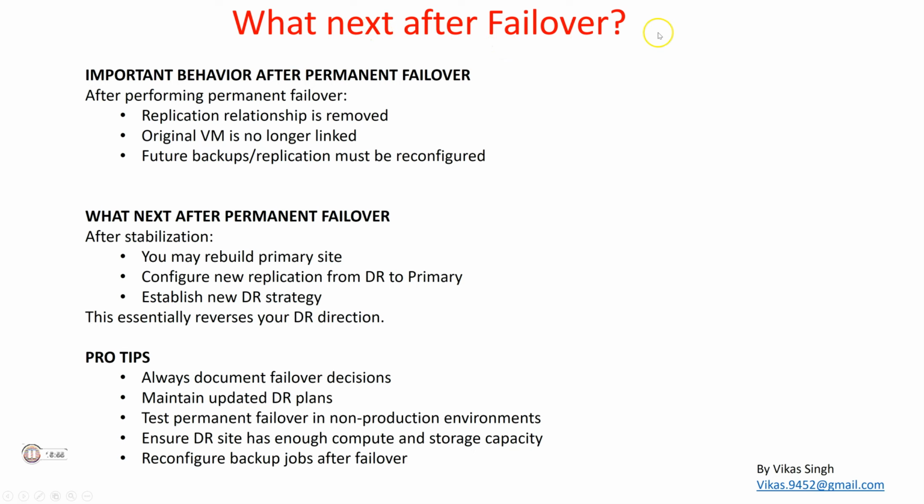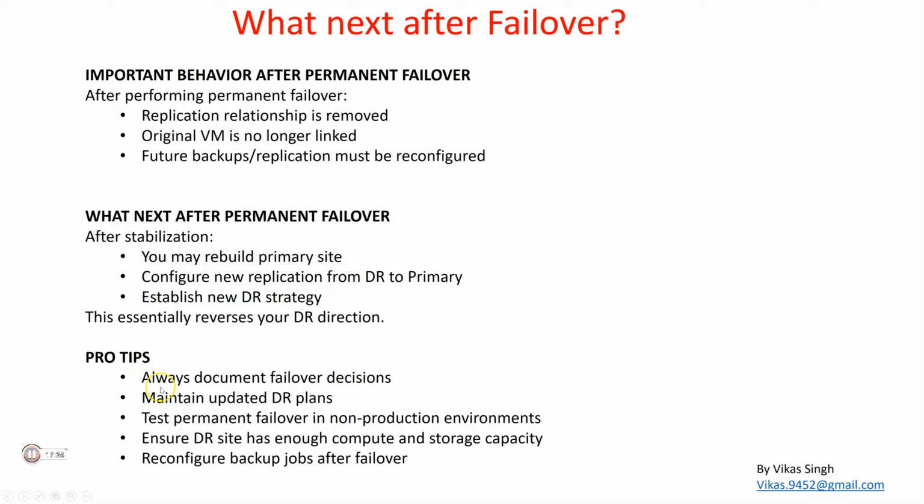So if you do perform a permanent failover, important behavior after permanent failover: replica relation is removed, original VM is no longer linked, and future backup and replication must be reconfigured. So what next? After you stabilize, you need to rebuild the primary data center, configure new replication from DR to primary, and establish a new DR strategy. This is essential to resolve your DR direction.